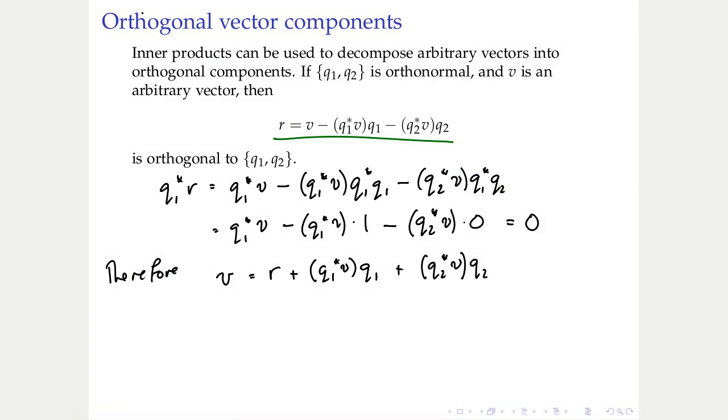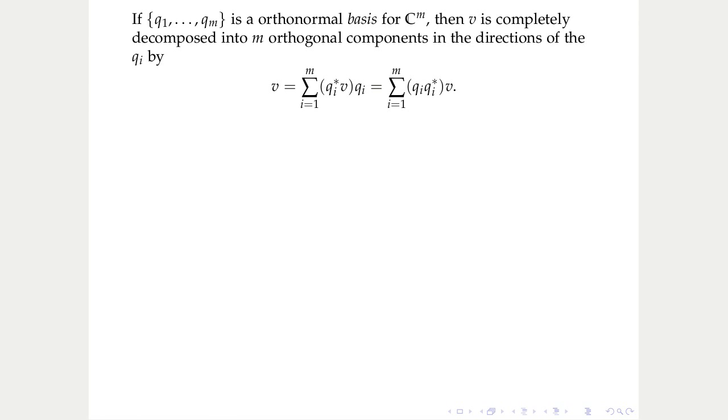Moving on, we can generalize this idea. If you have an orthonormal basis for, in this case, Cm, that means we've got vectors q1 through to qm which are orthonormal, and they form a basis for Cm. That means you can make any vector in Cm out of them. Then, using the same ideas we just used, v is completely decomposed into m orthogonal components in the directions of the qi by an expression just like what we worked with before. Rather than writing it how we did before, we've written this in a separate way here as well, which is a bit different.